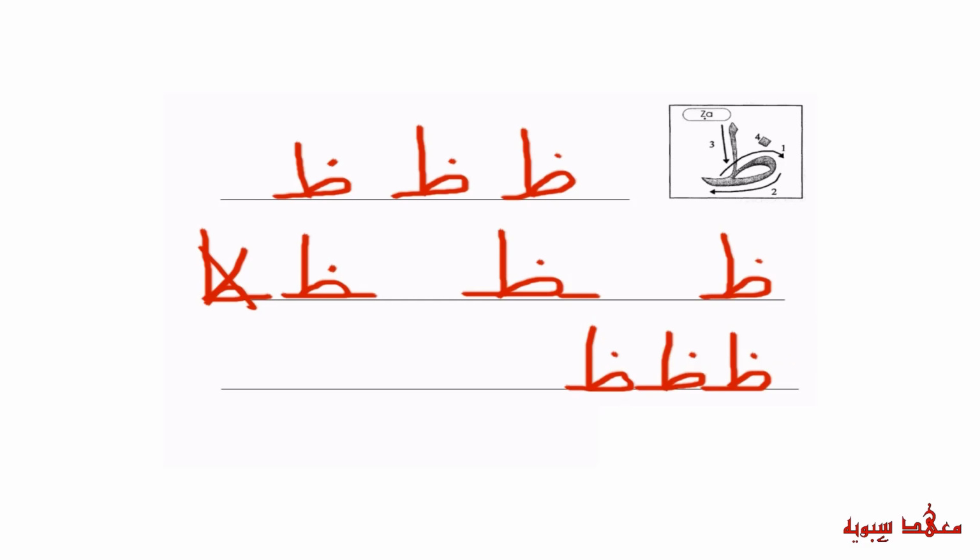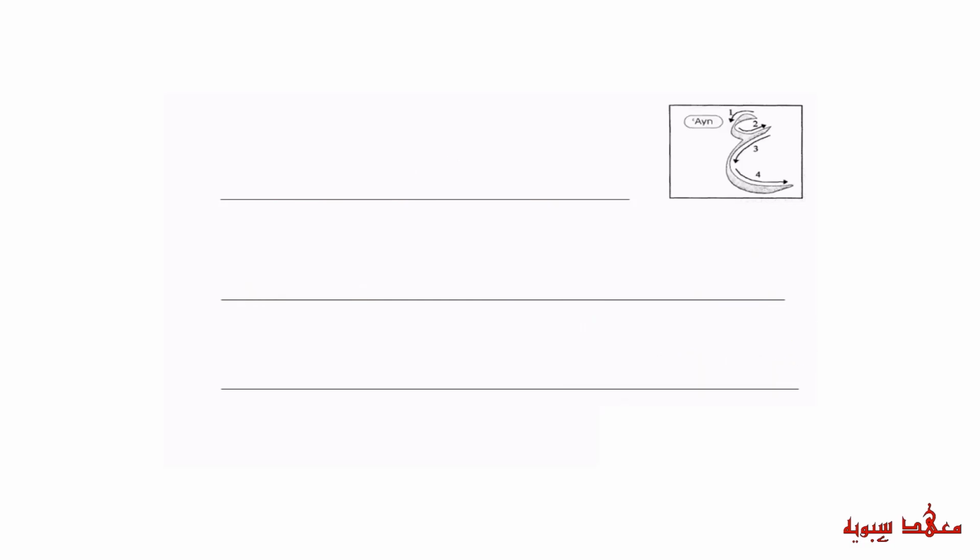Next we have the ayn. So the ayn is written as follows. You have the top part written on top of the line, and then the second part written below the line. So it's done in this way. Once again, that should be a bit further down, and once again.